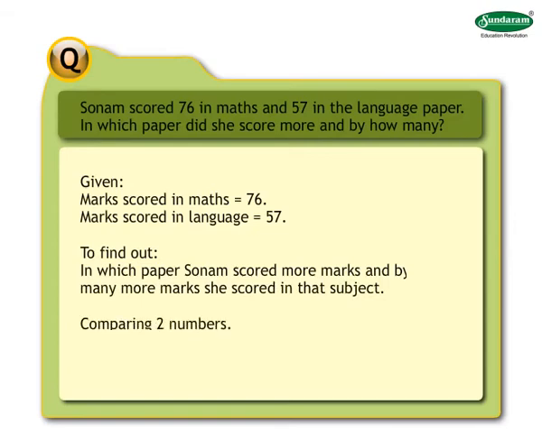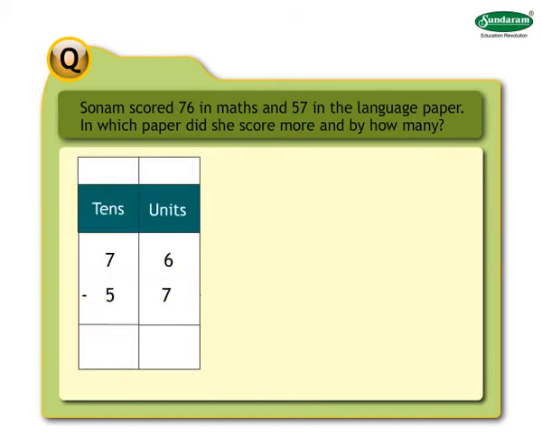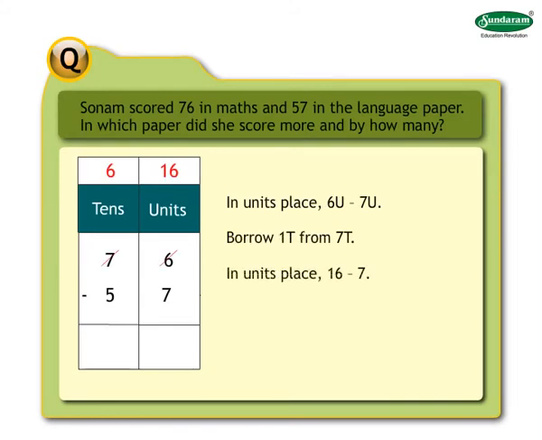Here we are comparing two numbers. So, what operation should be performed? Surely, it is subtraction. Arrange the numbers vertically. You have learned subtraction by borrowing. Here in units place, we have to subtract 7 units from 6 units. It is not possible. So, what do we do? Yes, we borrow 1 tens from 7 tens. Then, in units place, subtract 7 from 16.